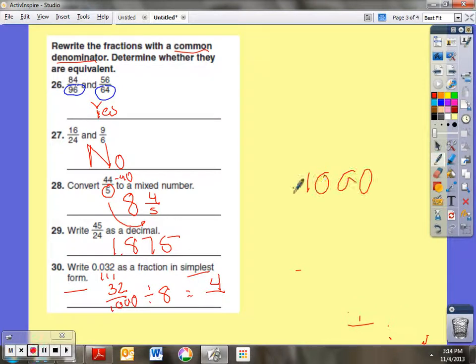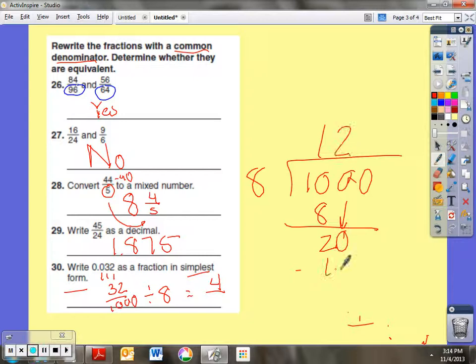1,000 divided by 8. Sorry about my sloppy 0 there. That's once. That is 8. Subtract. That's 2. Bring down. That's a 0. 8 times what gives me 20? How about 2? That gives me 16. That's pretty close. That is 4. Bring down a 0. That is 5. So 4 over 125. 4 125ths.